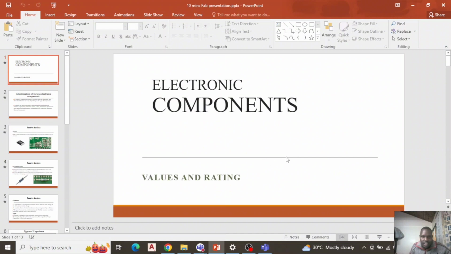We are going to learn about electronic components. So in this unit, we will go through values and rating of the components.